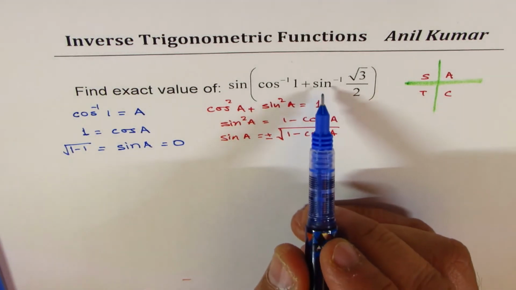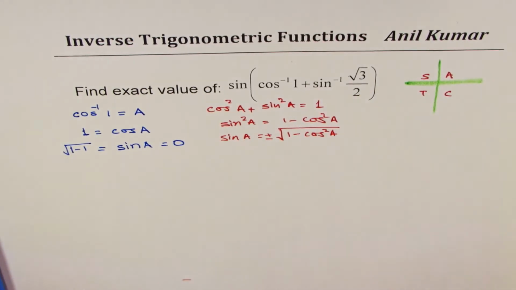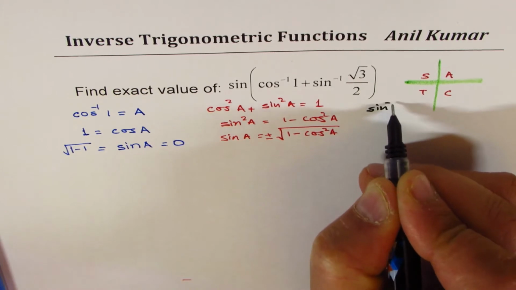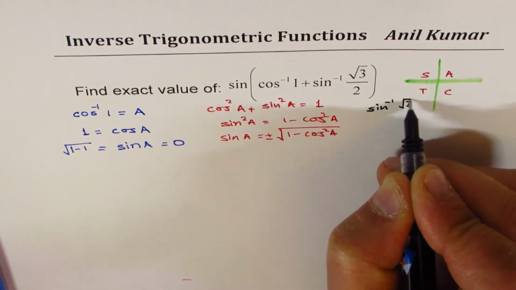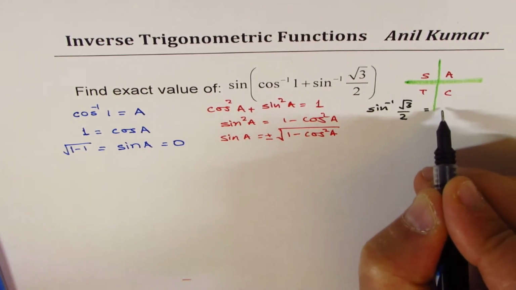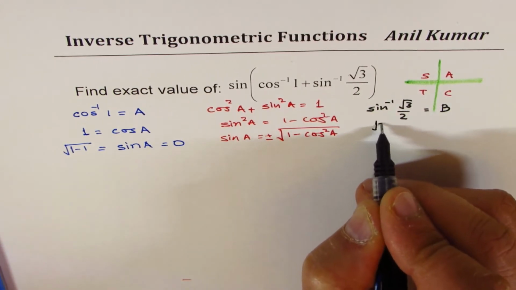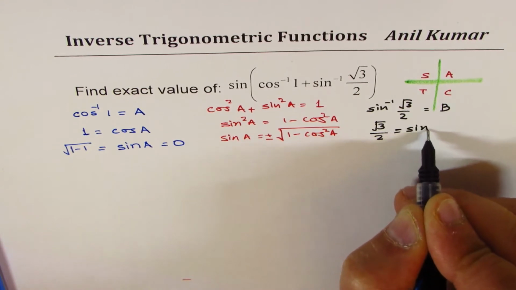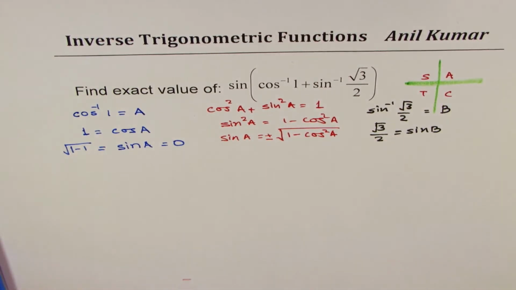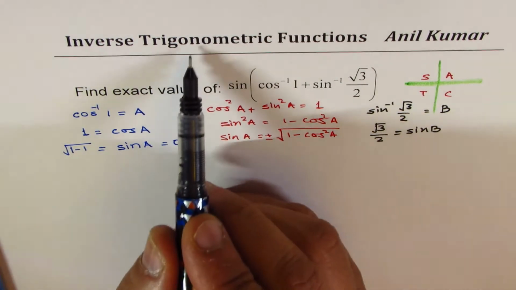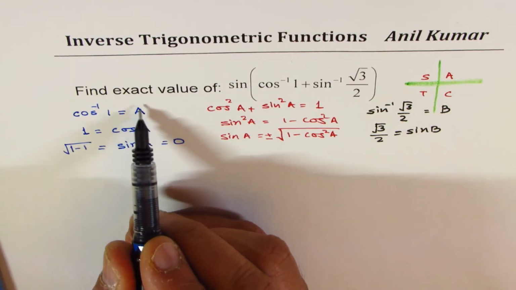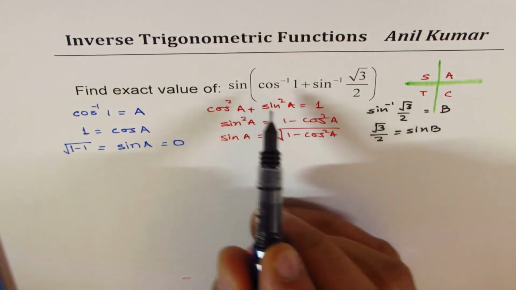Now, let's look into the sine inverse function, which is right here, sine inverse of square root 3 over 2. Let's say this is equal to B. In that case, square root 3 over 2 is equal to sin B. Now what should be the value of B? I hope you remember that whenever we talk about inverse trigonometric functions, we have to remember what values could be for A and B, right?